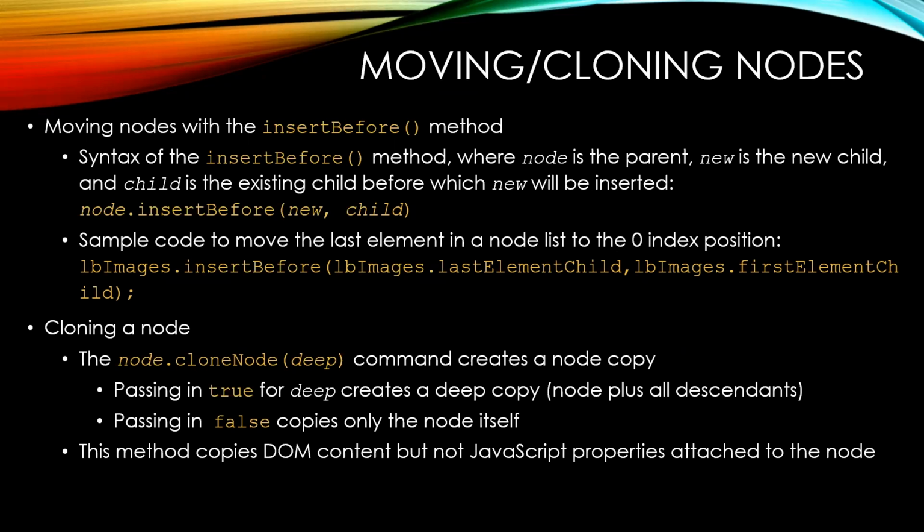We also can clone nodes, and here we use the clone node and deep. So we can either pass a true or a false, and that will create a copy of the node. If we pass a true, it wants a deep copy. It's going to be the node plus all of its descendants. If we send it false, it's going to be the node itself. So this method is going to copy DOM content, but not the JavaScript properties attached to that node. So if you do clone a node, just be aware of that one little point.